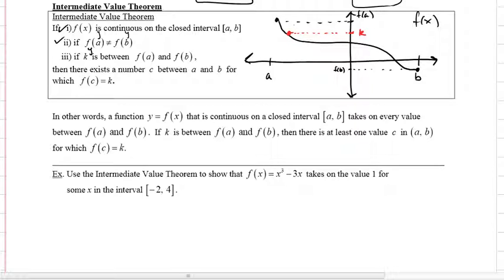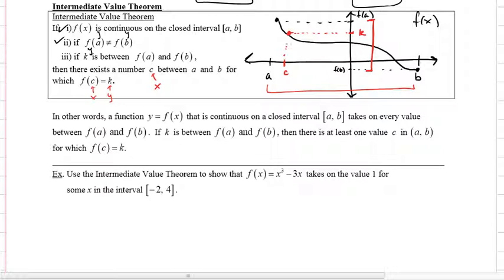If k is in between f of a and f of b, notice that it is in between f of a and f of b, then there exists a c. Now they're talking about an x value between a and b, such that f of c, notice this is my x, is equal to k, and that is my y. So what this means is that there exists a c value in between a and b that gives me a k that's in between f of a and f of b.